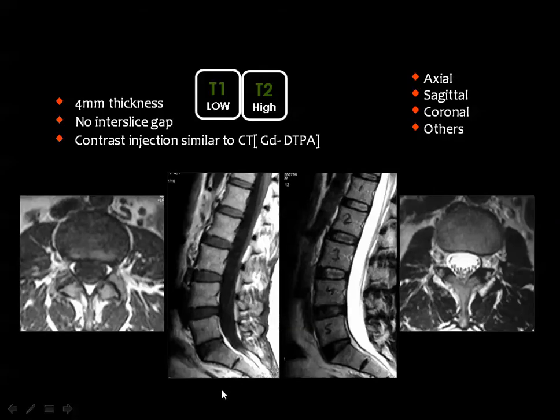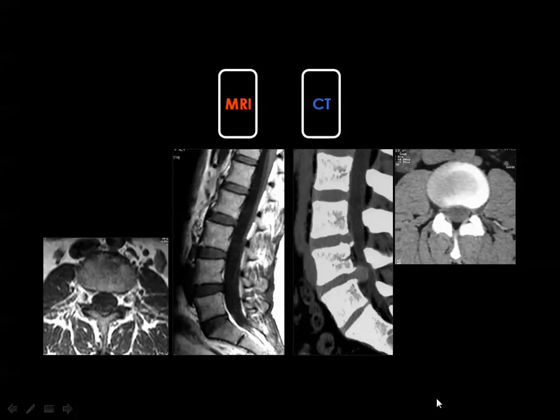The protocol of examination of the spine by MRI should include sagittal T1, where CSF is black, sagittal T2, where CSF is bright, axial T1 and axial T2. The scan slice thickness is 4 millimeters for all segments of the spine, cervical, dorsal, and lumbar. There is no interslice gap, and we may inject gadolinium also in cases of inflammation, neoplasms, and the post-operative lumbar spine.